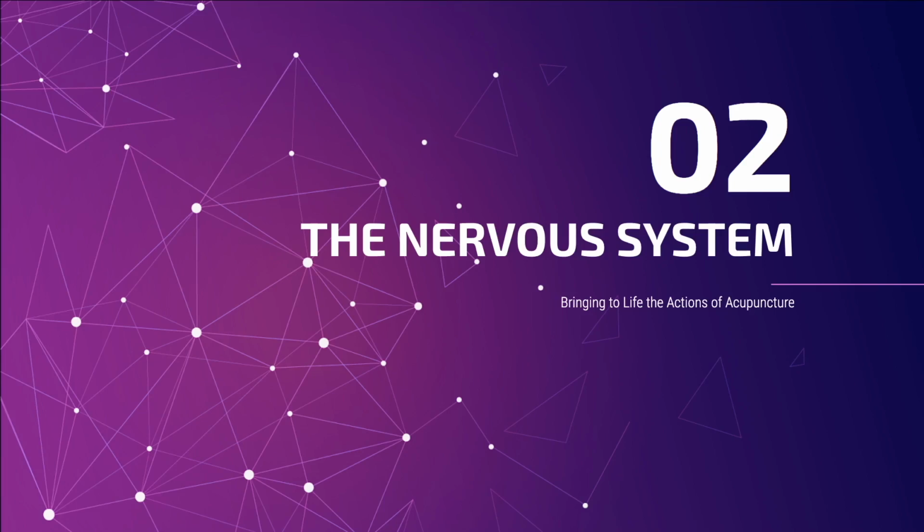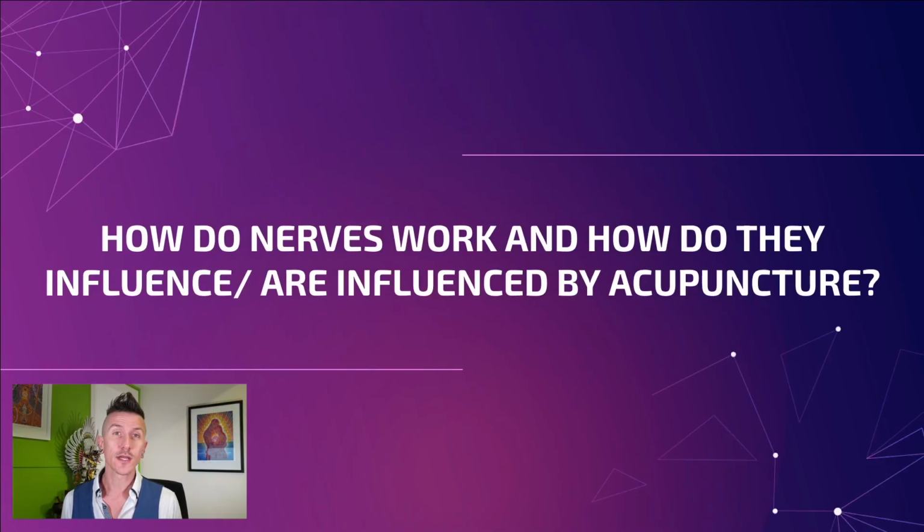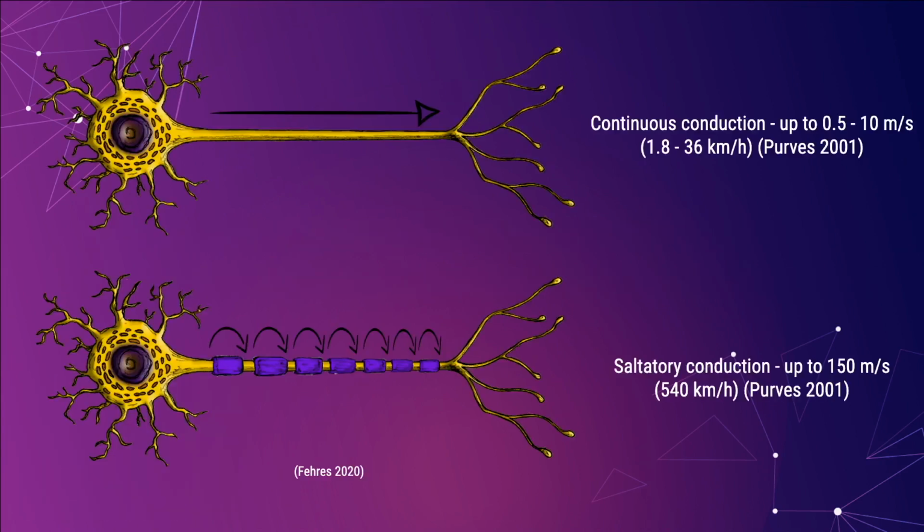So the nervous system, bringing to life the actions of acupuncture. We're just going to have a quick revision about how nerves work and how they influence acupuncture and how acupuncture influences the nerves. So you would have remembered these from learning biology. We've got non-myelinated and myelinated nerve fibers. So non-myelinated nerve fibers, which are the top ones here, are responsible for continuous conduction.